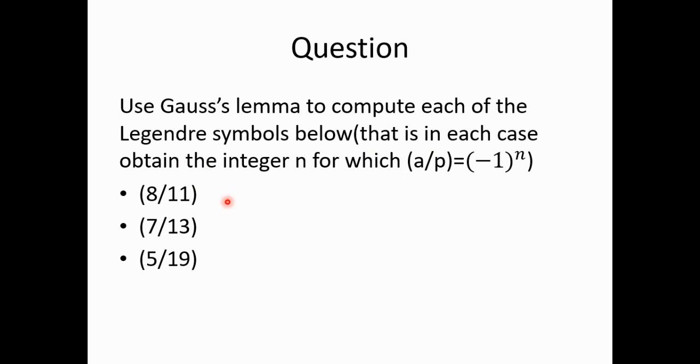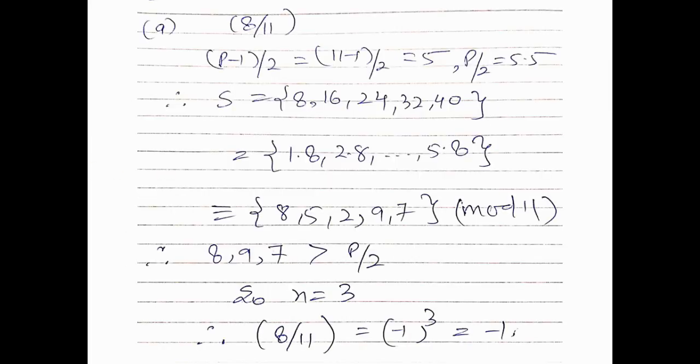So here in these Legendre symbols, we have to use Gauss lemma to compute the values. So in each case, we have to obtain the integer n for which a upon p is minus 1 to the power n. So first is 8 upon 11. Let us use Gauss lemma. Now 8 upon 11. So first of all find p minus 1 upon 2. P is 11. So p minus 1 upon 2 will be 5, and p upon 2 is 5.5.